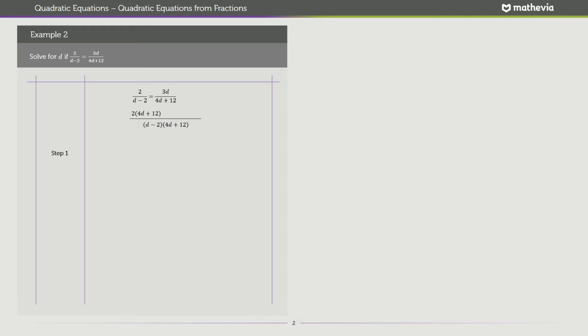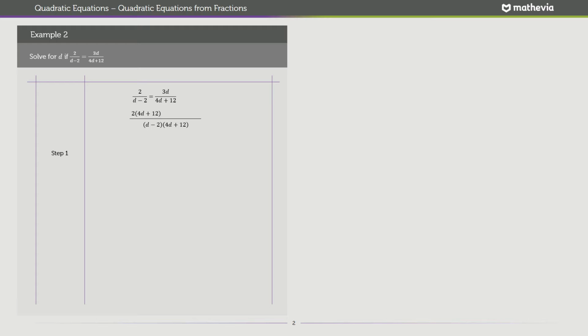Or another way you can do this, you can just cross multiply. If you cross multiply, you get the same result. But this is generally the cleanest way to solve this type of question.